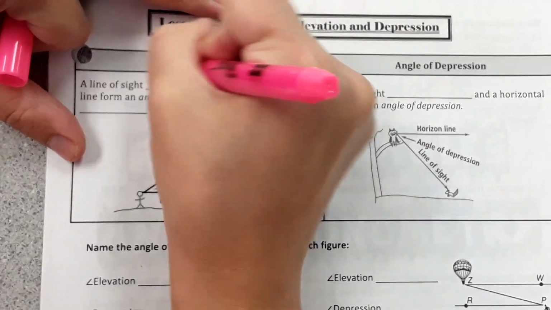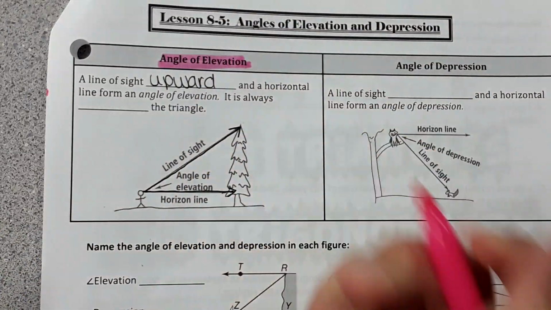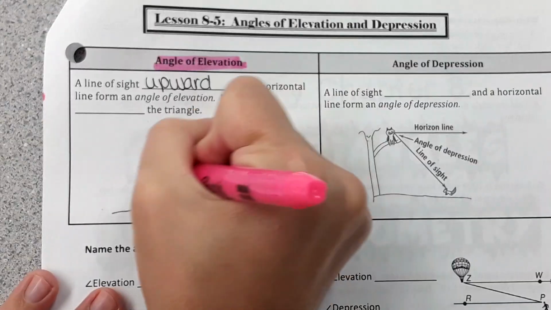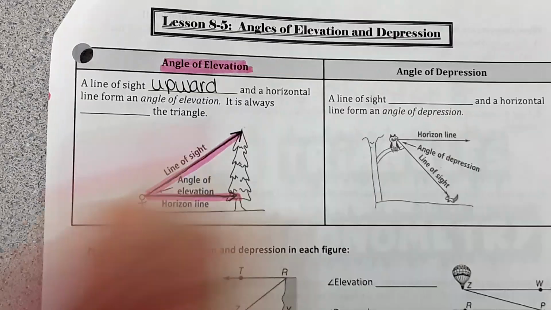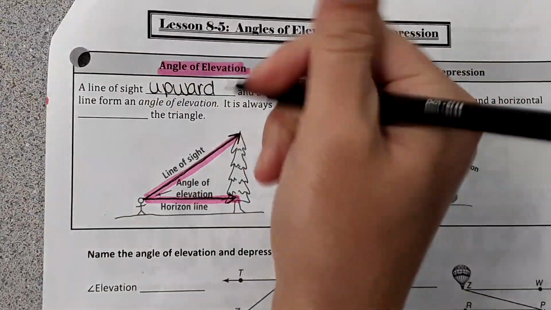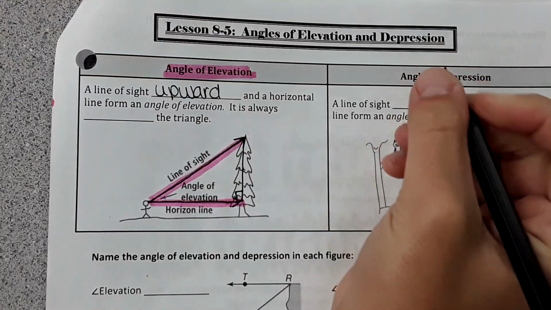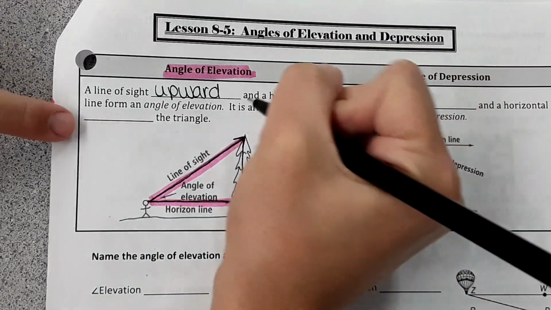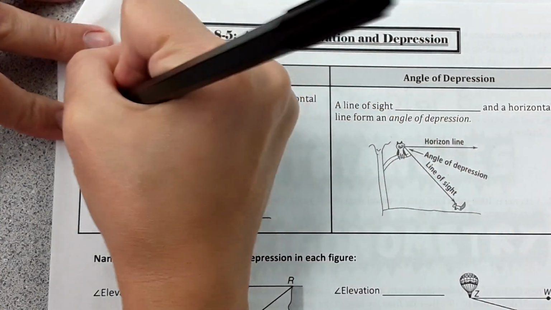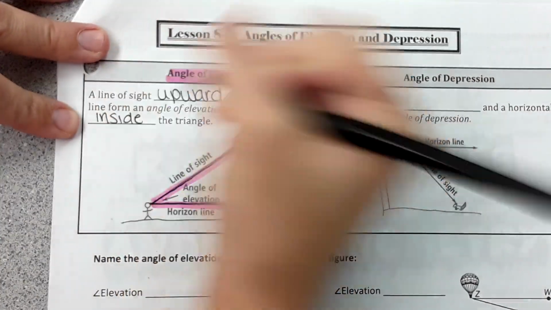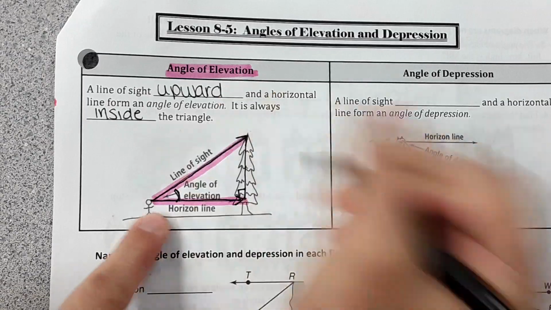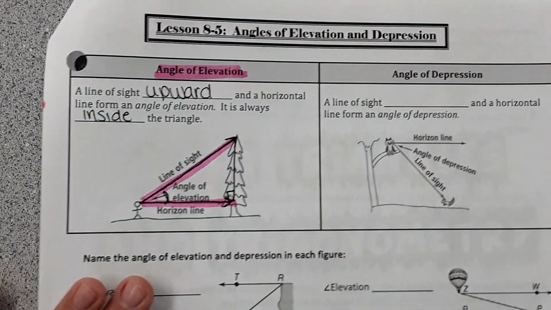I'm going to highlight the angles of elevation in pink. Okay. And then if you look even more closely, you do have a right triangle here, and this is where trigonometry comes into play. The angle of elevation is always inside the triangle. So here it is right here, the angle of elevation.